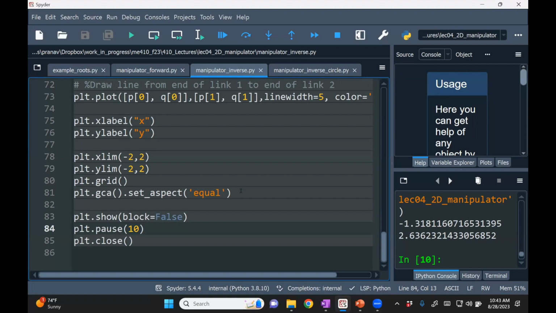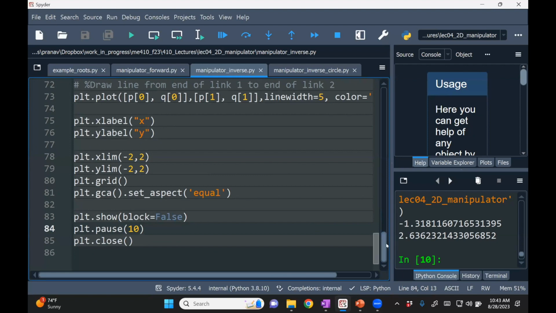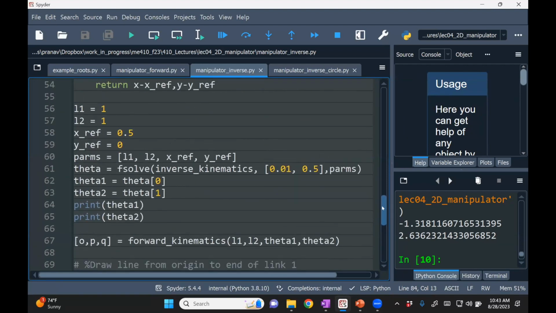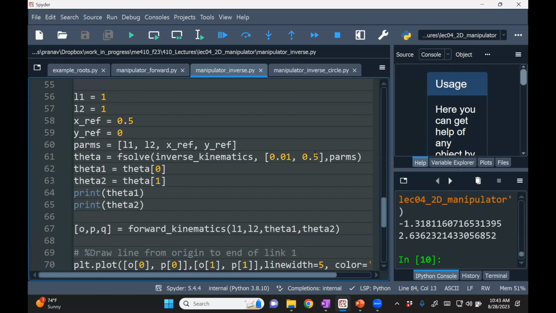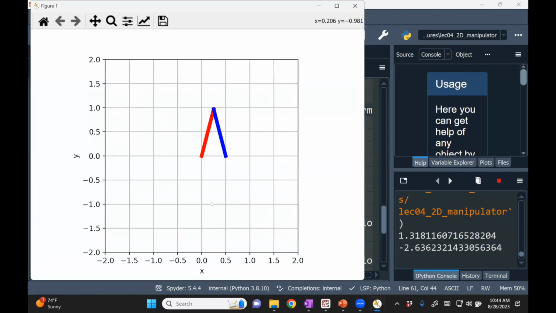You could do it this way, but you could also have a configuration the other way, and that's because of the way I initialize the solution. If I initialize it slightly differently, I hope that it'll give me the other solution. This is how I initialized it, but maybe if I initialize it with a negative value, let's see if it gives me a different solution. It gives me the different solution. So there are two ways of reaching the same point: one is downwards, one is upwards. So you see that the initial guess determines that.